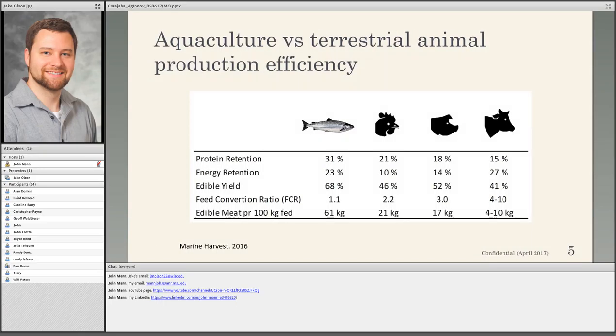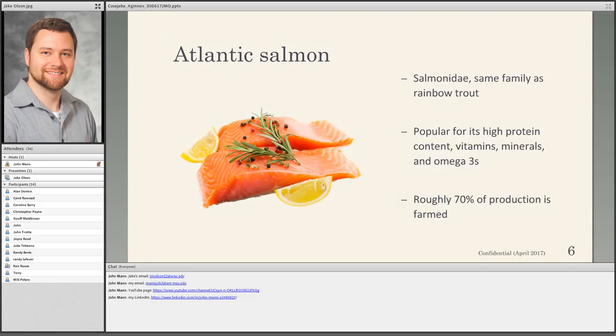If we were to compare aquaculture versus terrestrial animal production, aquaculture tends to win out in several of the major categories. One interesting thing that's not on this table as well is that fish use less water per kilogram of edible meat than any terrestrial animal. So that's one of those interesting little details that I didn't realize.